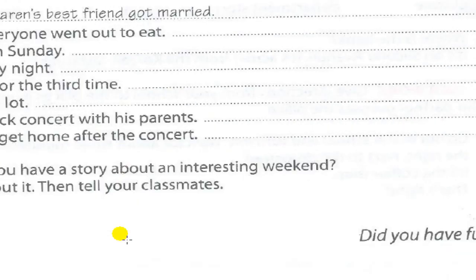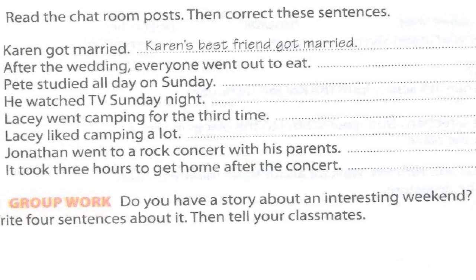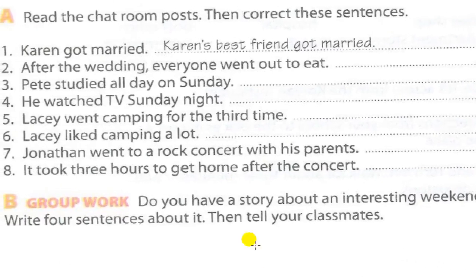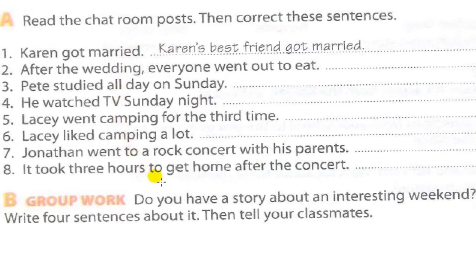Now answer the questions. Read the chat room posts, then correct these sentences. All of them are wrong sentences. You write the correct answer, like number 1. Karen got married? No. Karen's best friend got married. Not Karen, but her best friend. So you have to correct all of these sentences.